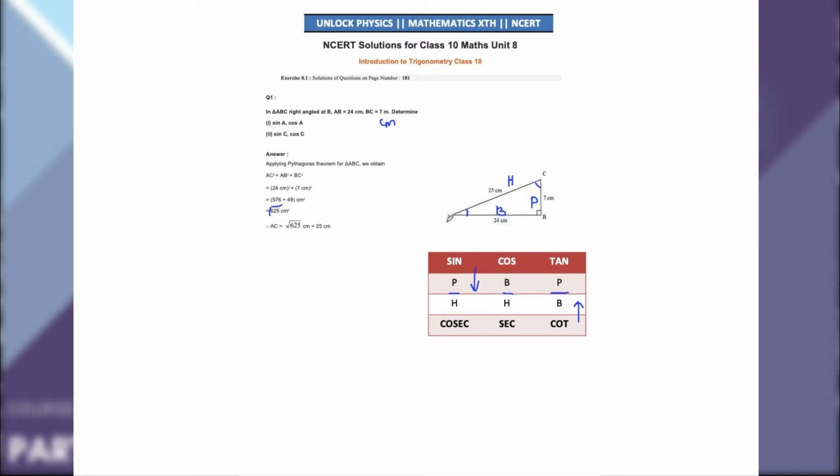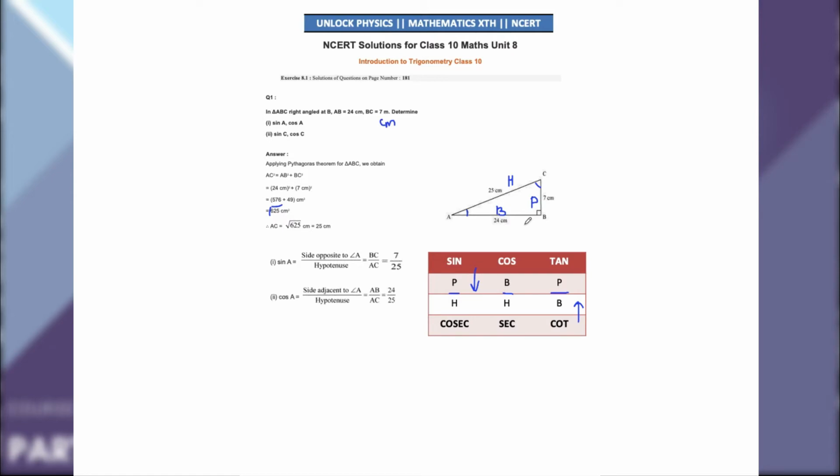So now we have the formula, we have the values, and now we can apply them to solve our question. We have sin A. Sin A is P upon H. Sin A is the side opposite to angle A upon hypotenuse, which is the ratio given in the trigonometric table, perpendicular upon H, which is BC upon AC, which is 7 by 25.